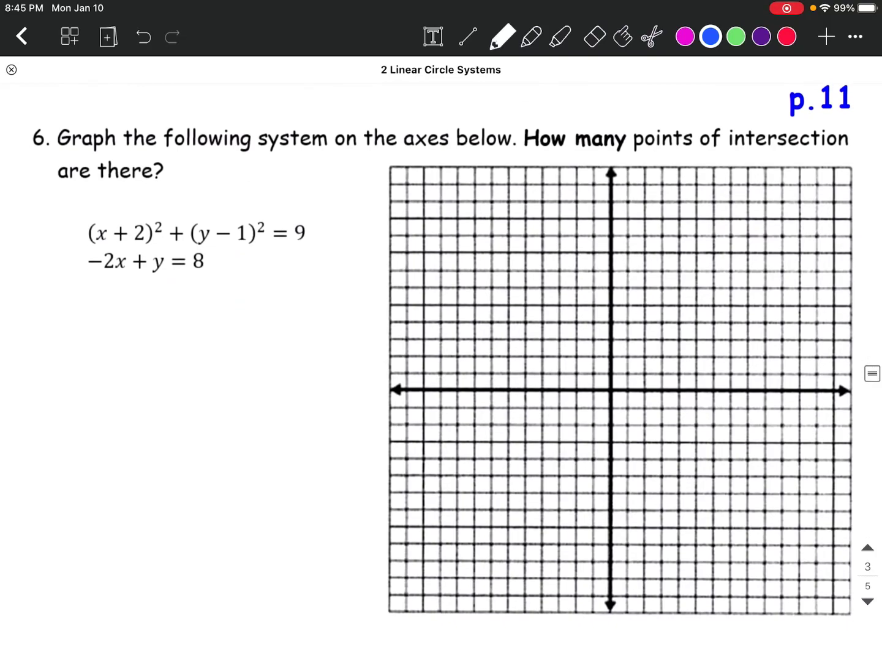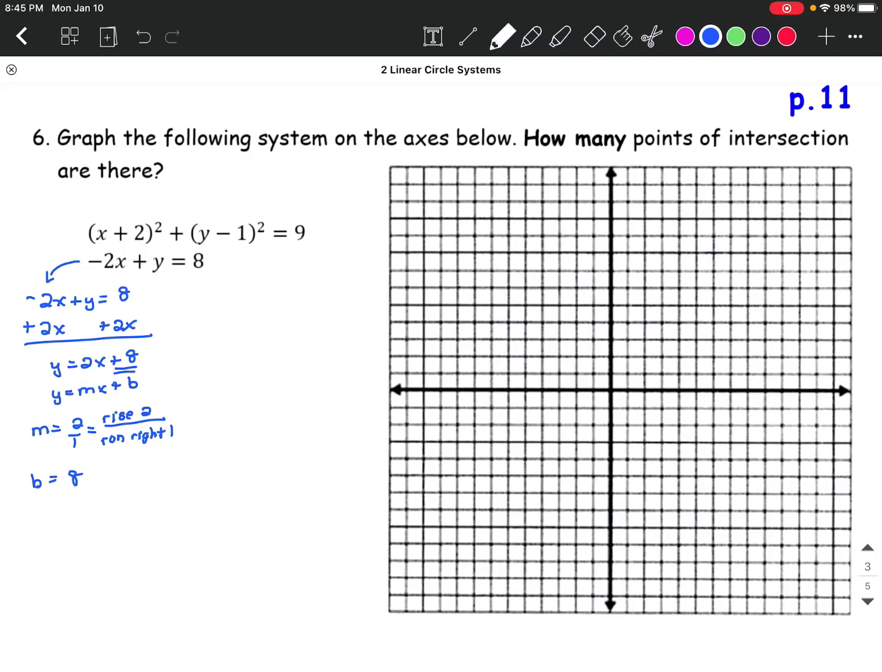Okay, now let's try a linear circle system. Let's start with the line again. Most kids like to start with the line. So we have negative 2x plus y equals 8. First thing we need to do is get the y by itself. So I'm going to add 2x to both sides. We have y equals 2x plus 8. So that's in y equals mx plus b form. So our slope is 2, which we can put over 1. So we know that we're going to rise 2 and run right 1. Now b is our y-intercept.